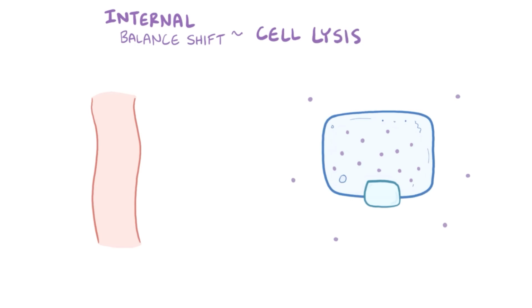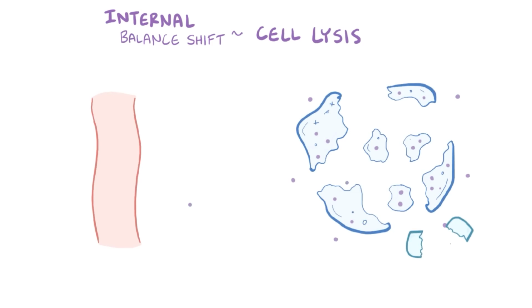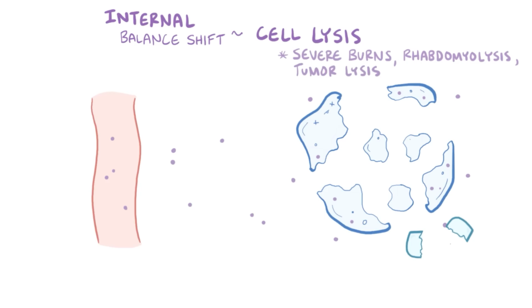Cell lysis is yet another cause of hyperkalemia. Since so much potassium is kept within the cell, when a large number of cells die or lyse, potassium is released into the blood, which causes hyperkalemia. Examples of large-scale cell lysis are severe burns, rhabdomyolysis or breakdown of skeletal muscle, and tumor lysis as a result of chemotherapy.